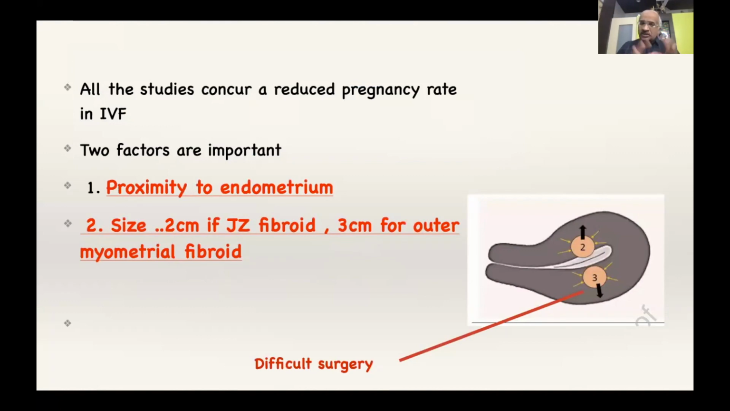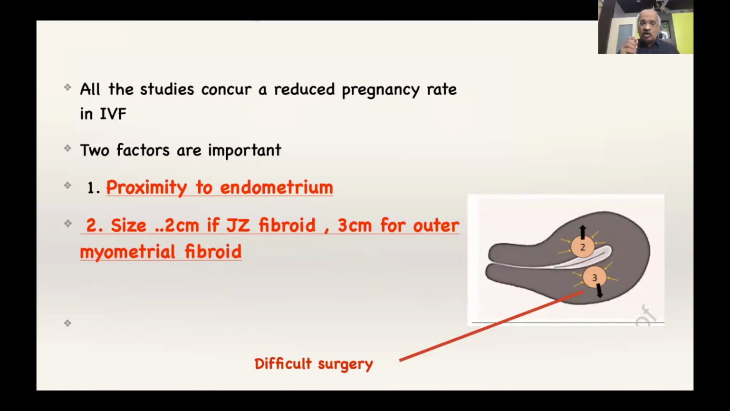So all the studies, whatever meta-analyses have been published, concur on the reduced pregnancy rate. And two factors are important now: proximity of the fibroid to the endometrium. So if it is a junctional zone fibroid, 2 centimeters or more, remove it. And if it is an outer myometrial fibroid, you need not be very strict with 2 centimeters. You can say about 3 centimeters.